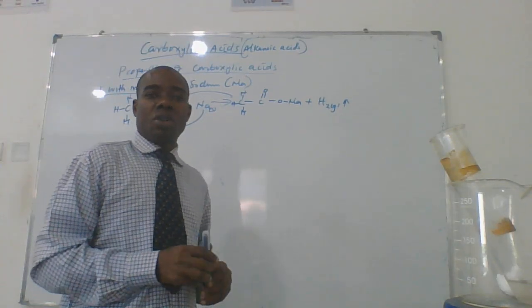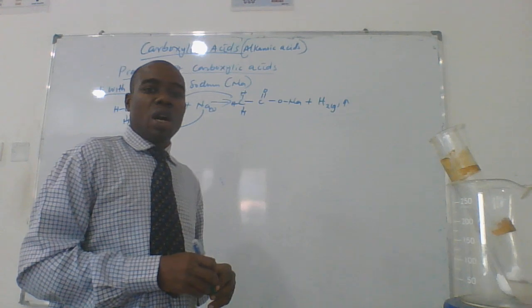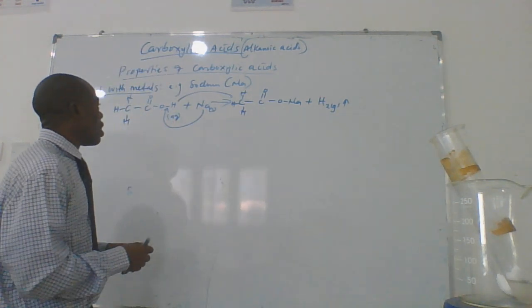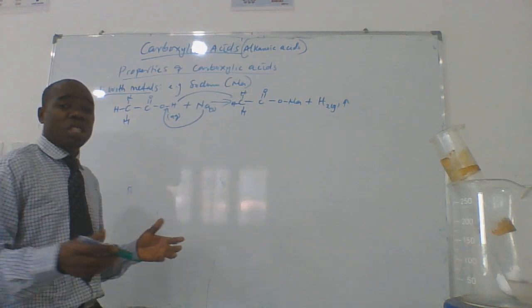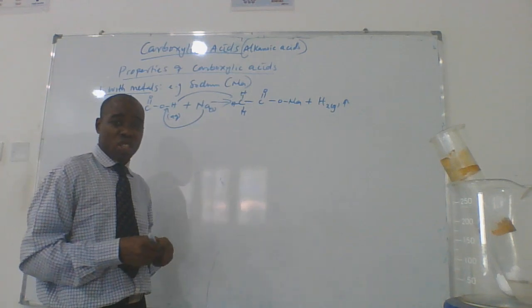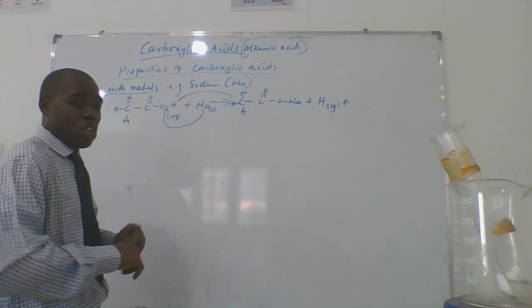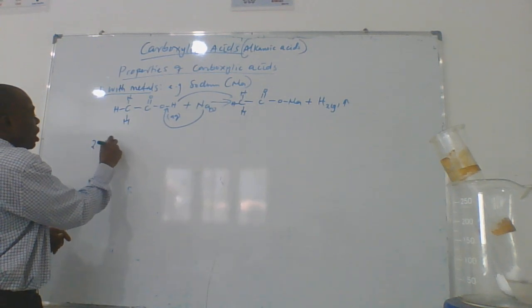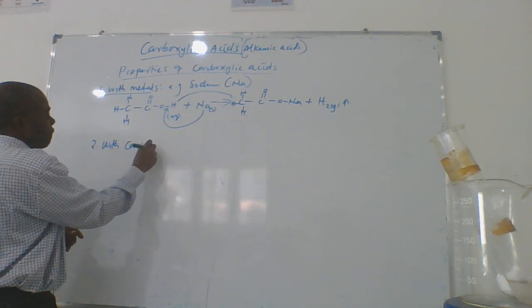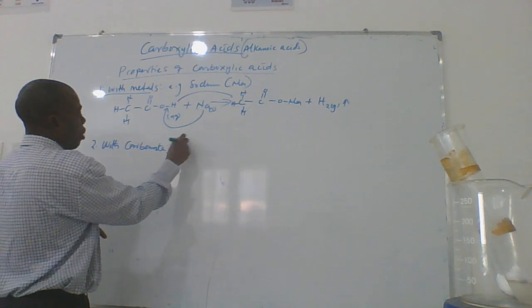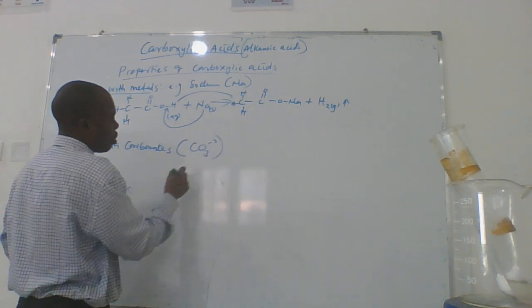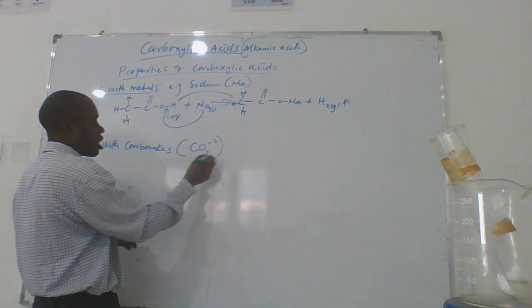The next reaction of carboxylic acid: we are going to see the reaction of the acid as it reacts with carbonate. So this is like a neutralization reaction. The second one is with carbonate. Carbonate, we have the CO3 2- there as the major radical.